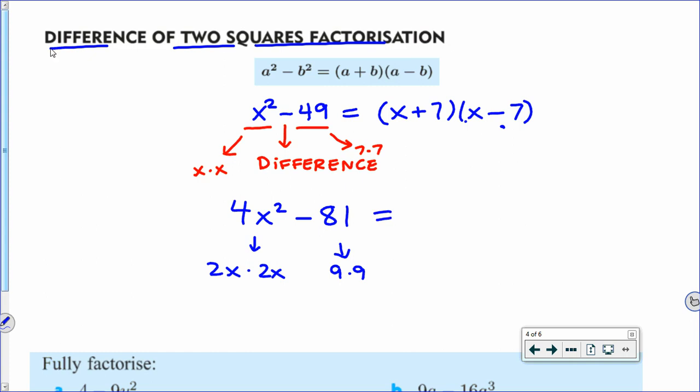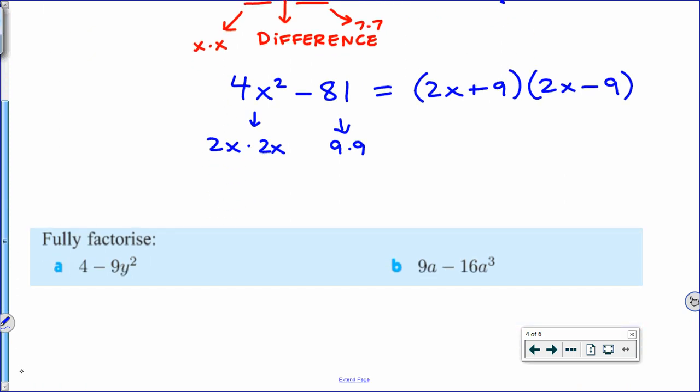So when I factor this, I'm looking at a 2x plus 9 in one of the parentheses and a 2x minus 9 in the other parentheses. So just recognizing we have perfect squares and then attempting to figure out what multiplied to give those perfect squares.